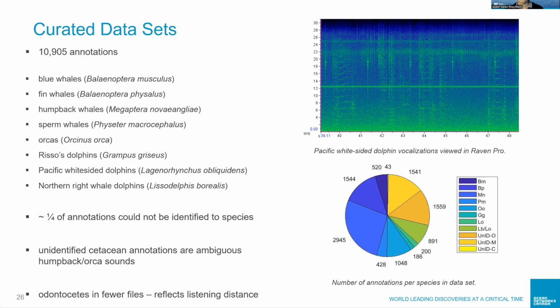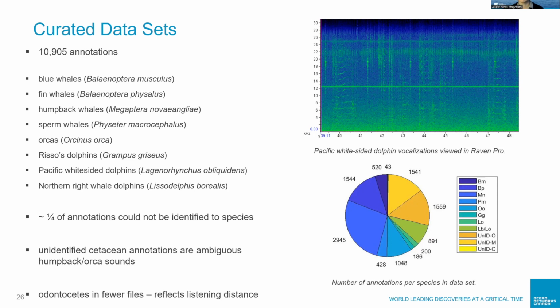About a quarter of the annotations could not be identified to species. This was because of either low signal to noise ratio or sounds that sound like other sounds. For example, sometimes humpbacks and killer whales can sound very similar, especially if you only have one or two signals to go on. Or some of the delphinids do not have very well described sounds or make sounds that are too similar to other delphinids to identify to species.